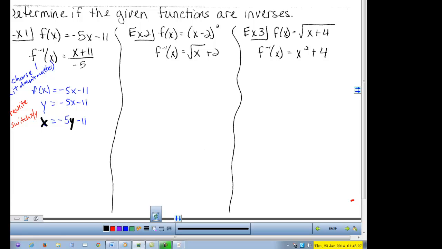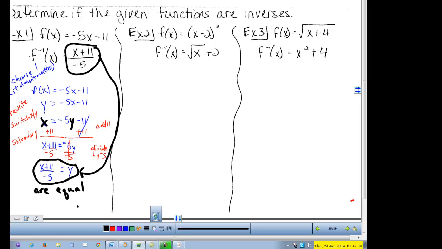Switch x and y and solve for y. First, add 11 to both sides, resulting in x plus 11 equals negative 5y. Then we divide by negative 5. We end up with y equals x plus 11 divided by negative 5. These are equal. Therefore, they are inverses.